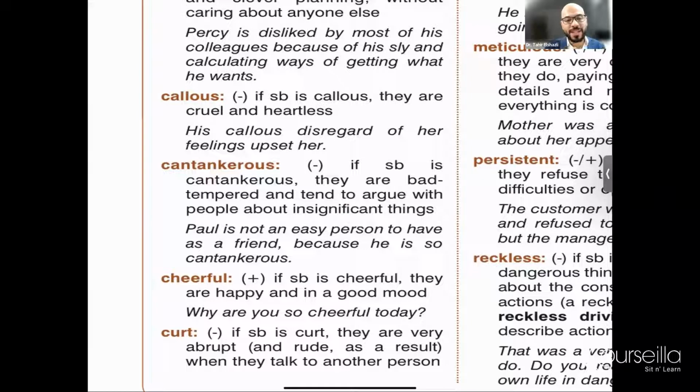Okay, the next word is cheerful. Everybody knows the meaning of, or not usually me. Happy. And finally is curt. Curt, what does curt mean? The pronunciation is very important. Curt, what does it mean?